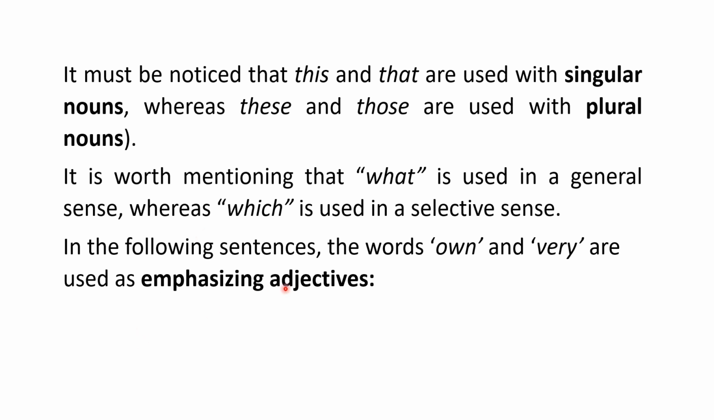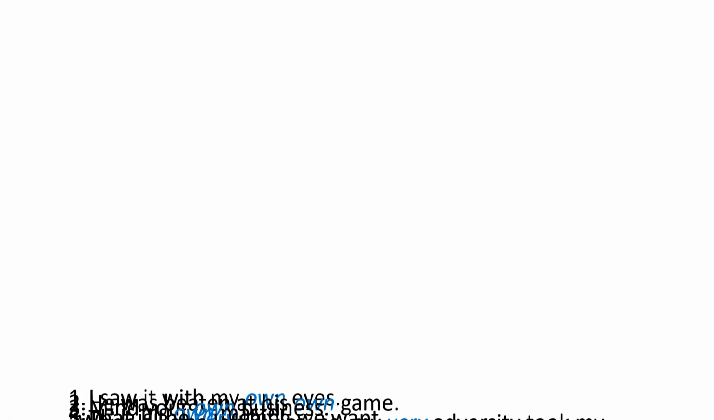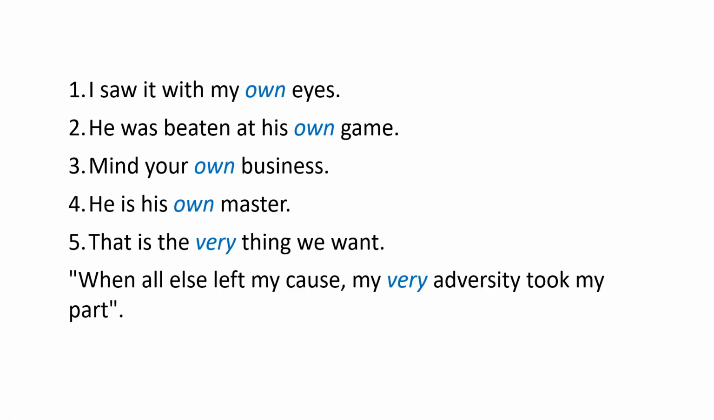In the following sentences, the words own and very are used as emphasizing adjectives. Okay? Now you see examples. I saw it with my own eyes. Here you see own is used as an adjective, but it should say something to emphasize. For example, if you think that somebody is not trusting you or not believing what you are narrating, you'll say, I saw it with my own eyes. So here own is used to emphasize what you are saying. I saw it with my own eyes.